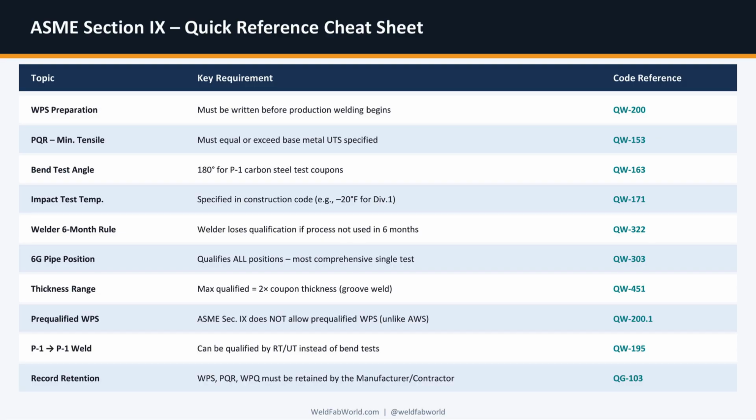QW 200.1. P1 to P1 RT alternative. You can use RT or UT instead of bend tests. QW 195. Record retention. WPS, PQR, WPQ must be kept by the manufacturer and made available for the AI or inspection body. QG 103. Screenshot that. It'll save you hours in audits.